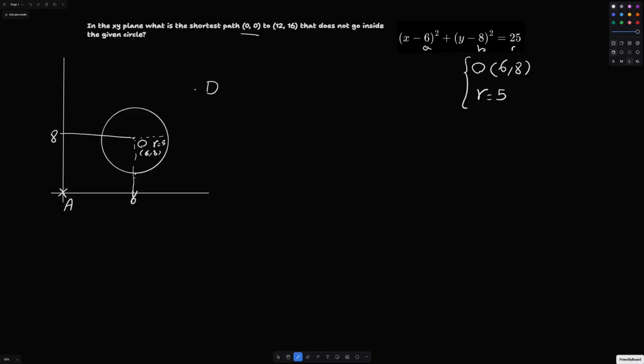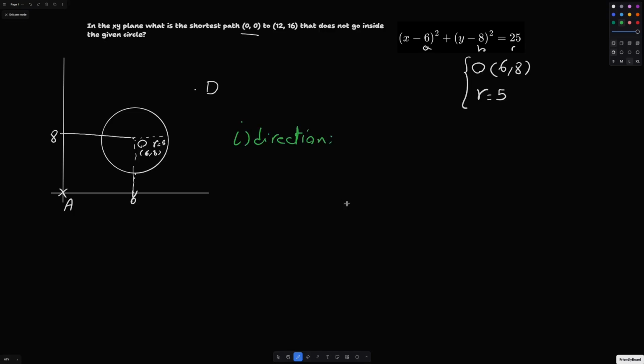But the whole problem comes to this point right now. Which direction should I take? What's the shortest path? Does it matter if I go like this or if I go like this? Does this matter really? So first, we need to find a way to solve this direction problem.